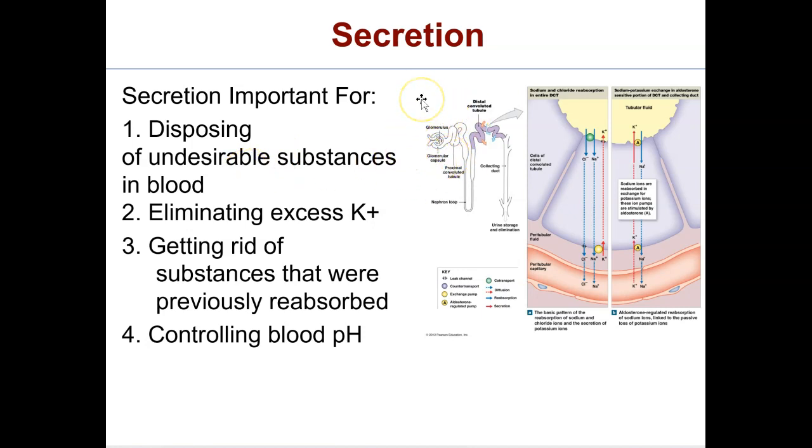So there's probably more waste products in your blood. This is how we control potassium levels. We might have reabsorbed things that we didn't mean to previously, and it's the number one mechanism for controlling blood pH. So we have our filtrate, we have our tubule cell, and we have our blood. And in this case, we're moving things from the blood into the tubule cell to get rid of it.